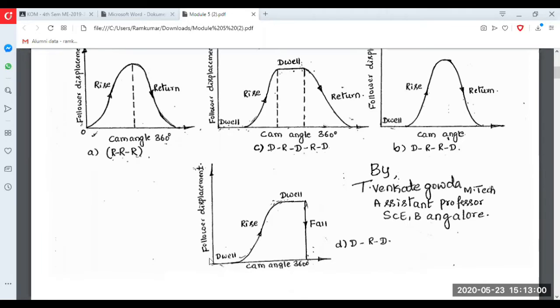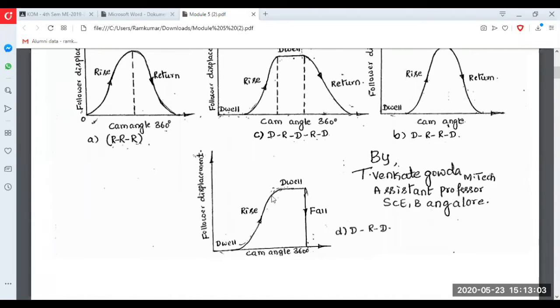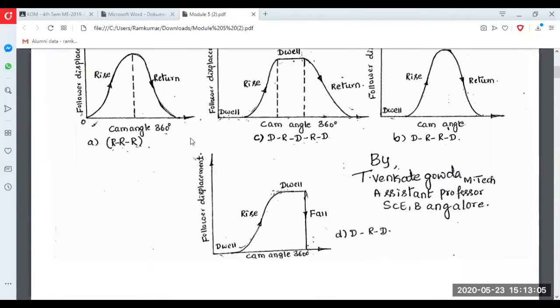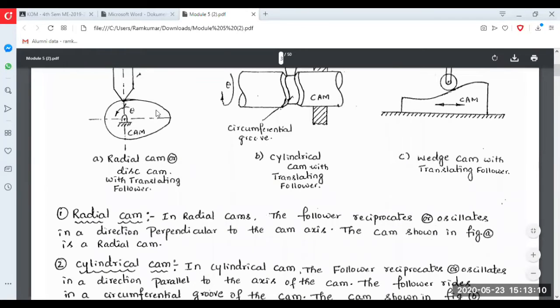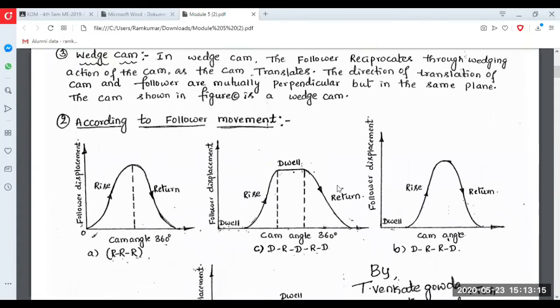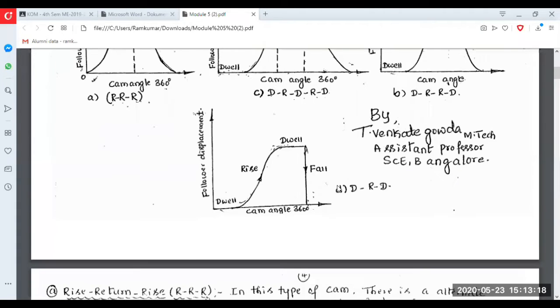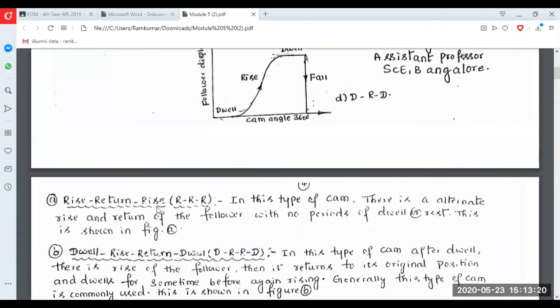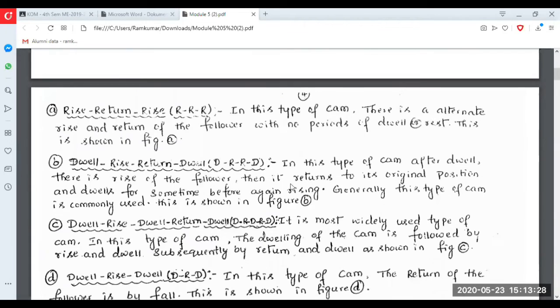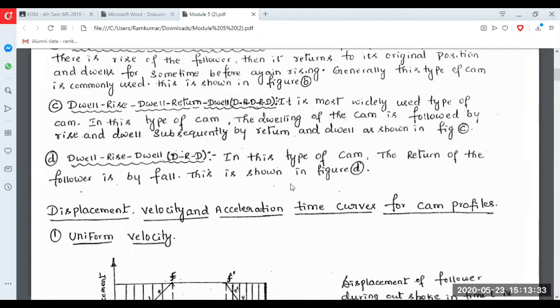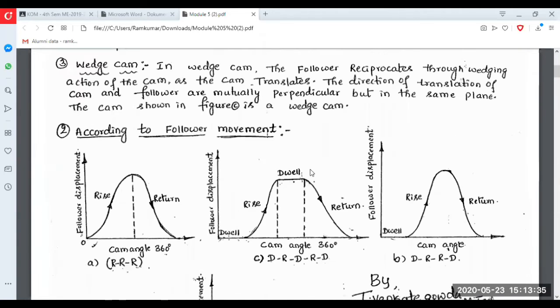So again you have another type which is dwell, rise, dwell, and fall. On this cam, there will be a follower. This follower will rise and it will return to the original position. So depending on the follower movement, you have different types here. You go through this, very simple. In RRR there is a rise, return, rise. Here you have dwell, rise, return, dwell. Once it rises, again it has to return to the original position. So these are the different types of cams.